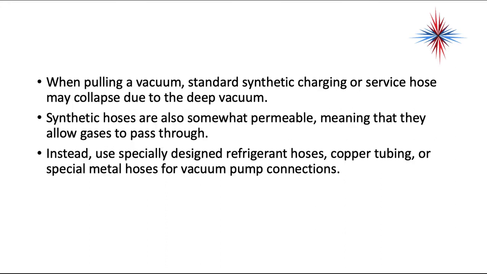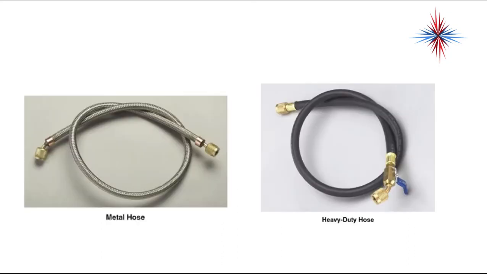When pulling a vacuum, standard synthetic charging or service hoses may collapse due to the deep vacuum. Synthetic hoses are somewhat permeable, meaning they allow gases to pass through them. Use specially designed refrigerant hoses, copper tubing, or special metal hoses for pump connections. So a metal hose and a heavy duty hose are what you want to use for evacuations.